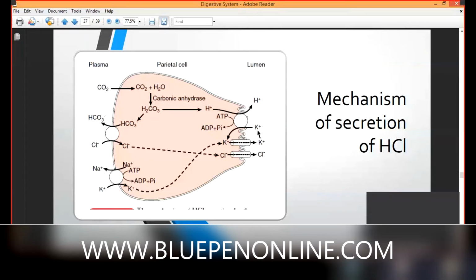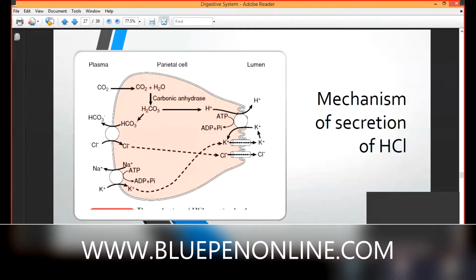Ma'am, but my question is, when HCO3 minus goes out, there is already a negative potential in the cell, right, ma'am? And when Cl minus enters, it comes from the extracellular fluid, no?